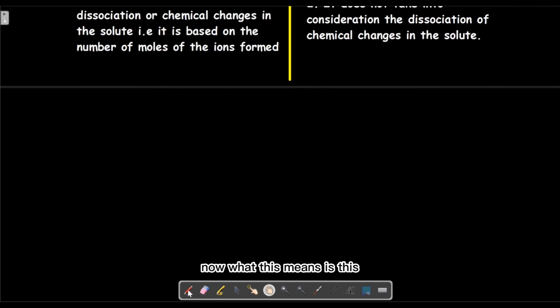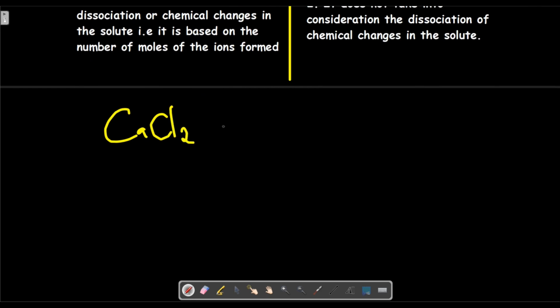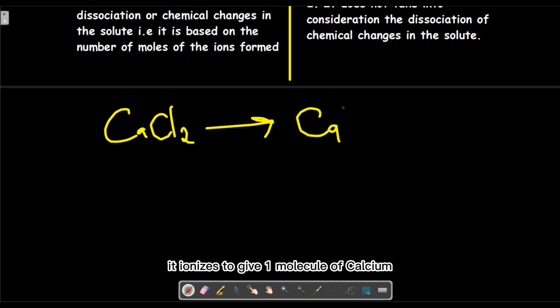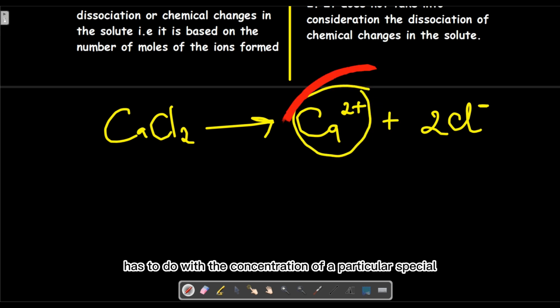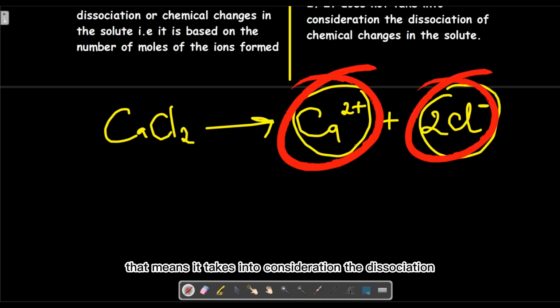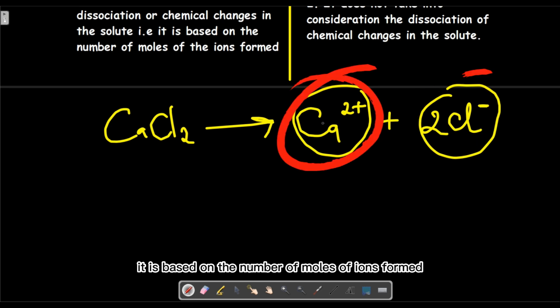Now, what this means is this. Let's take, for example, calcium chloride. In an aqueous solution, it ionizes to give 1 calcium ion plus 2 chloride anions. Molarity has to do with the concentration of a particular species. That means it takes into consideration the dissociation or chemical changes of the compound. It is based on the number of moles of ions formed.